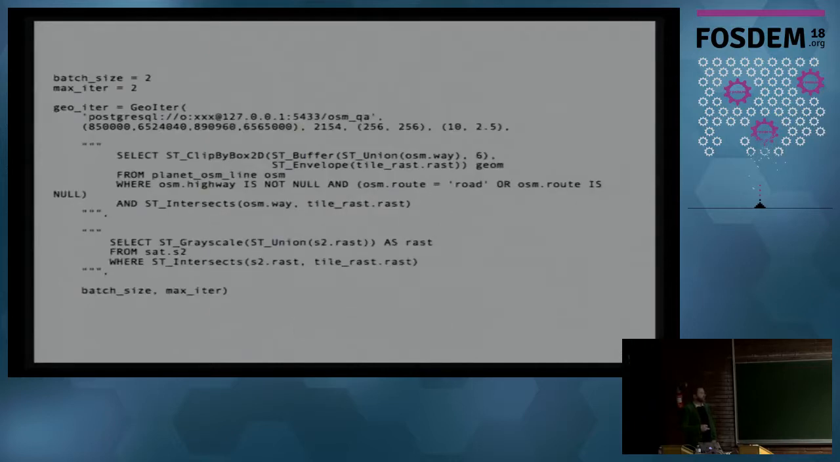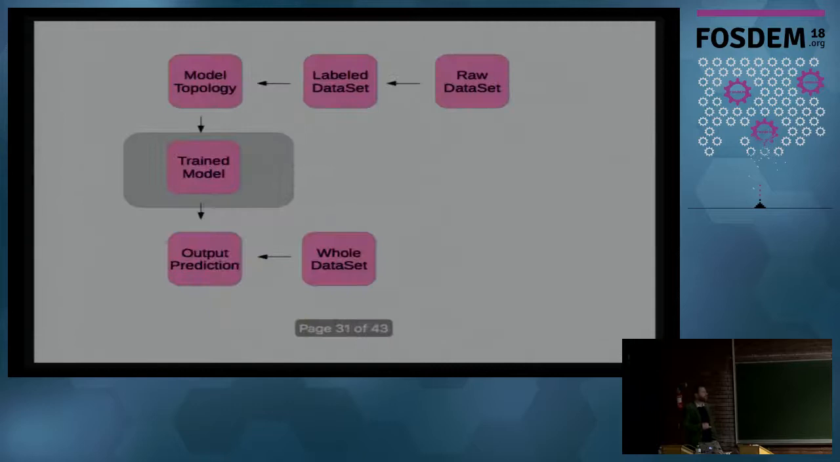And indeed, if there is something you want to change, for example, subselect something else or change the buffer related to your road on the label, it's quite easy to change it and to launch it again. So you really have the way to configure the label that you want to try with your topology model.